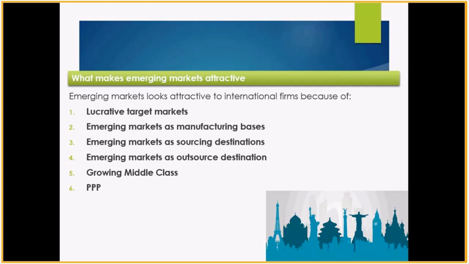Okay, now let's look at what makes emerging markets attractive, right? Why this word emerging markets is a word of current time. There are a few factors due to which these emerging markets are attractive to international firms. One is a lucrative target market, because the local citizens in these emerging markets are starting to have employment, and their standard of living is increasing, right? So they are now demanding new products, or new brands, right? So this market is now becoming a lucrative target market for multiple products, right?